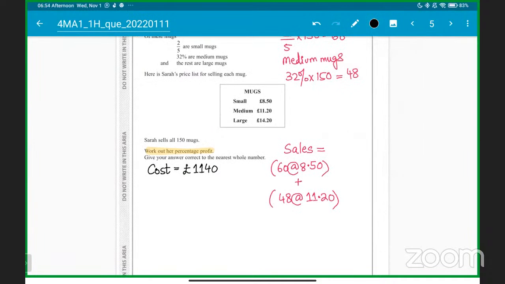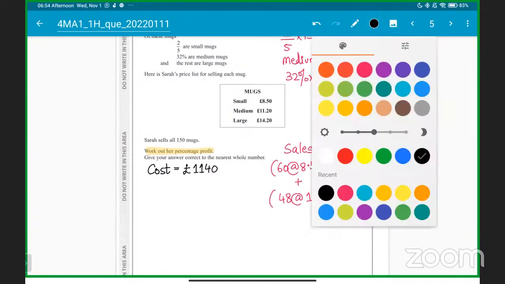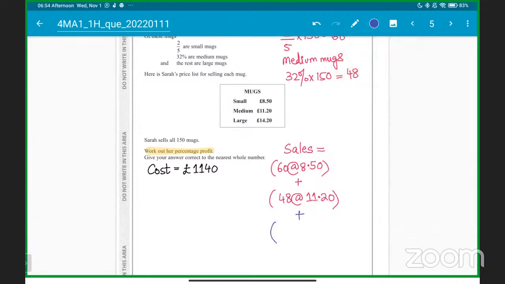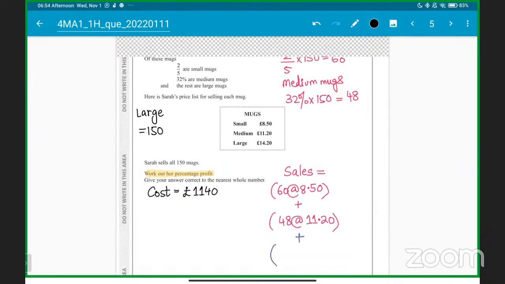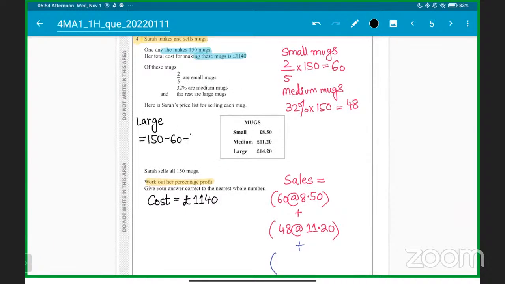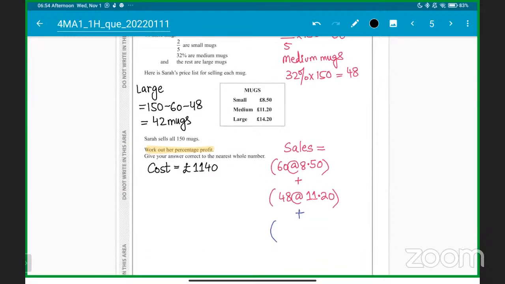And then the last one will be the large one. The rest of the mugs are large ones. So you can easily work out the large mugs by subtracting from 150 the 60 small mugs and the 48 medium mugs. So 150 minus 60 minus 48, we get 42 mugs are the large mugs. So here we go, 42 mugs at the rate of 14.20.